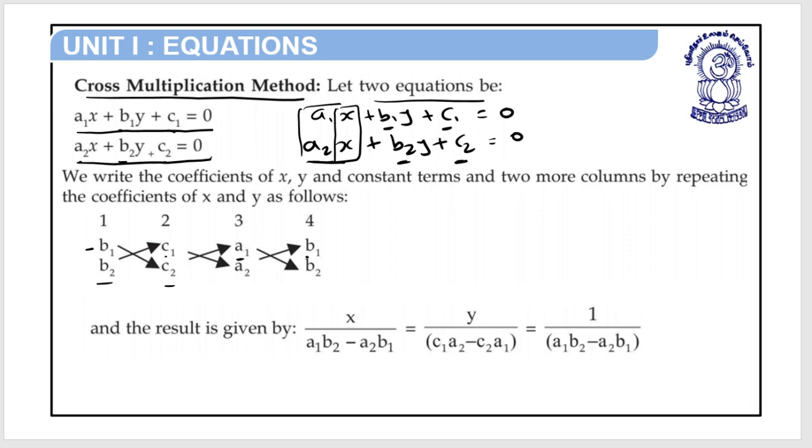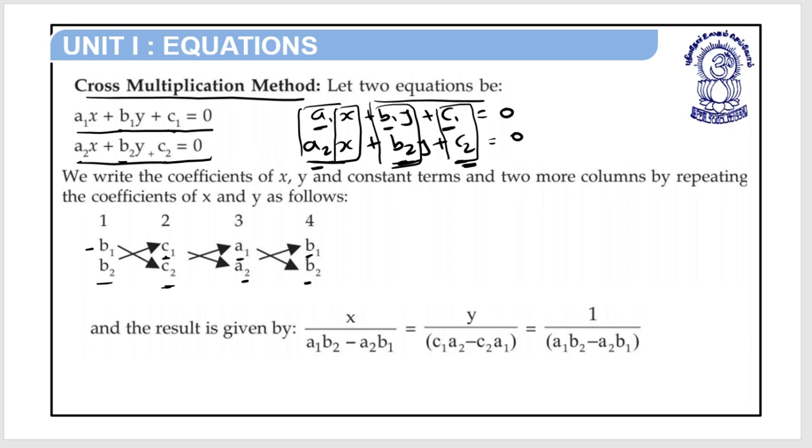In the same way, for the constant, hide this side and you get A1 B1 A2 B2. For y, hide this and you will get C1 A1 C2 A2.